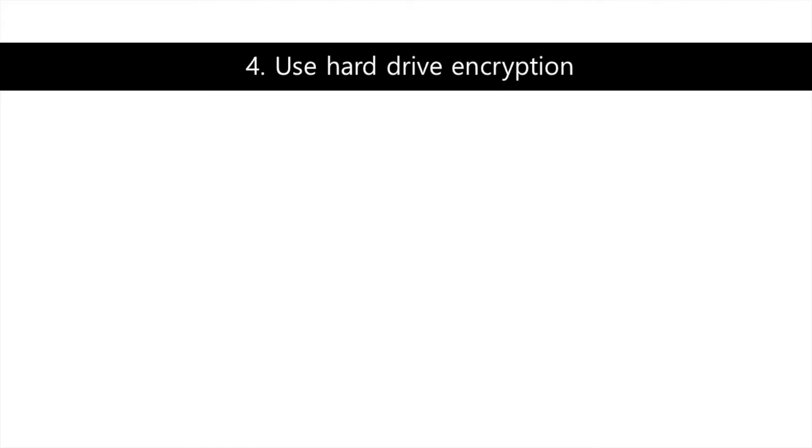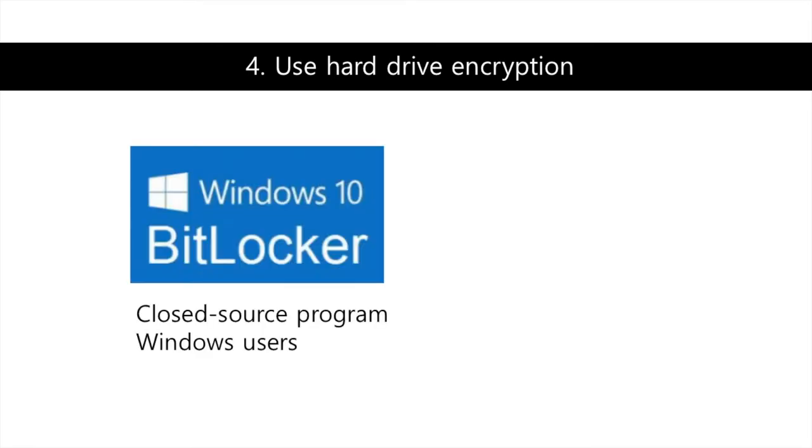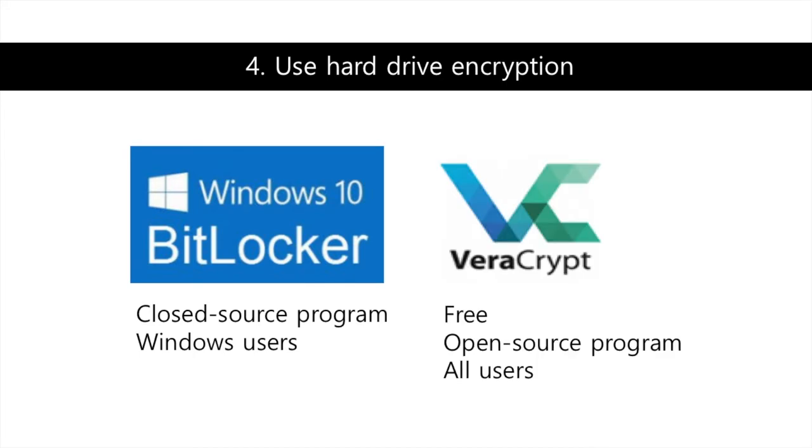4. Use hard drive encryption. You should protect all the data in your computer's drives from unauthorized access. This can protect you if your computer is lost or stolen. BitLocker is a closed source program for Windows users, and Veracrypt is an alternative, free, open source software for all users to enable hard drive encryption.